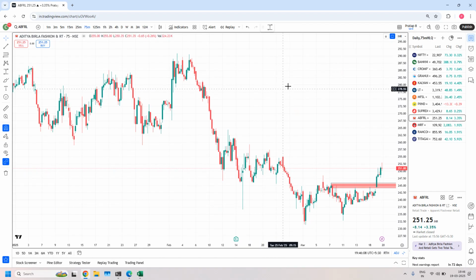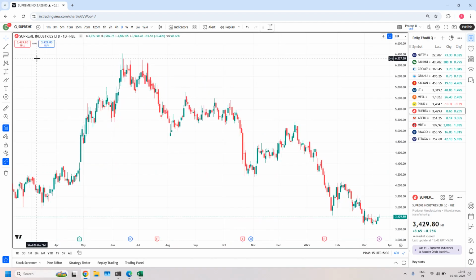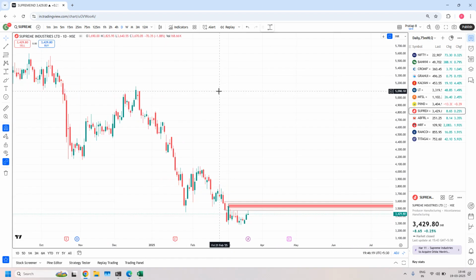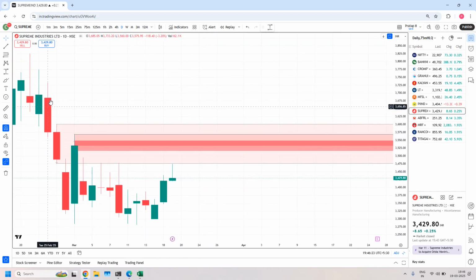And the next one is daily zones. Supreme Industries, this is a daily high liquidity zone. We have a fine-tuned zone here. How our software identified drop base drop.